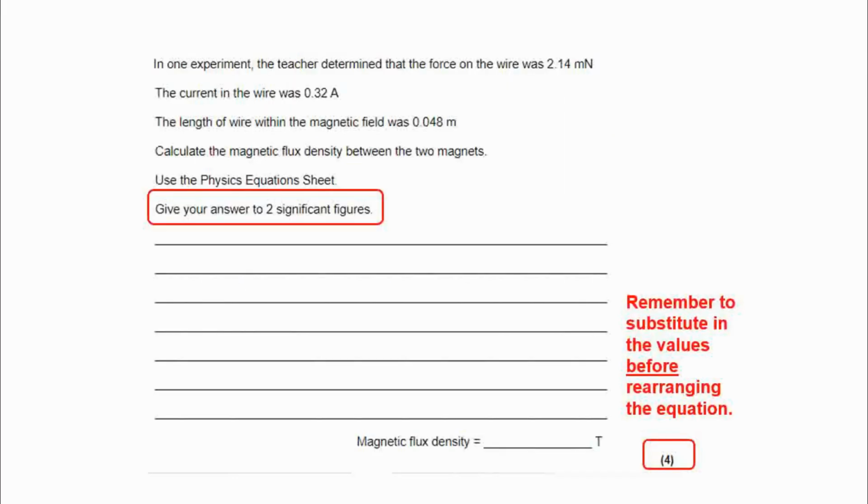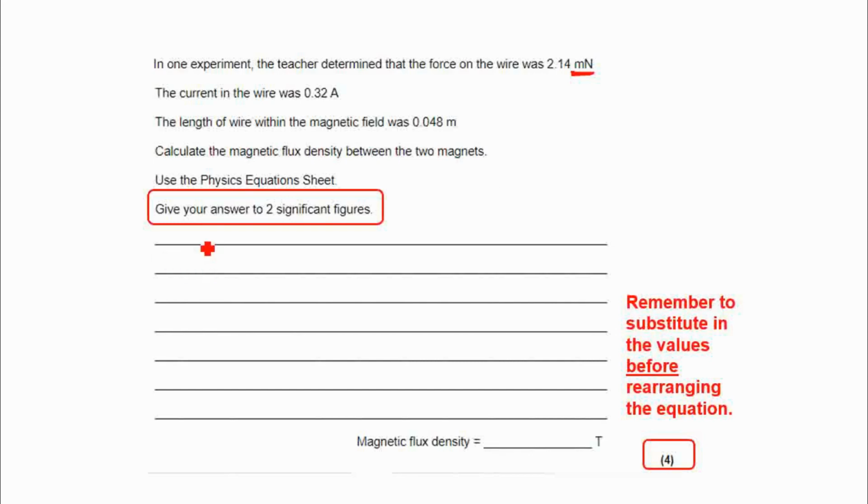Now, final question that we go through. This one is a calculation question. In one experiment, the teacher determined that the force on the wire is 2.14 millinewtons. Watch out for that, 4 marks. The current in the wire was 0.3 A. The length of the wire within the magnetic field was 0.048 meters. Calculate the magnetic flux density.